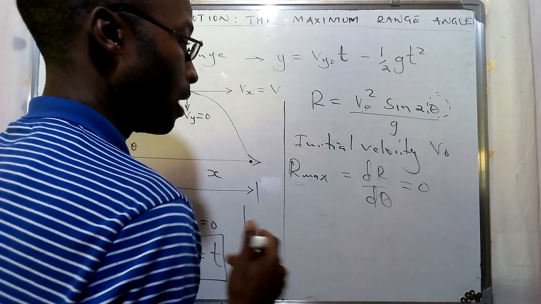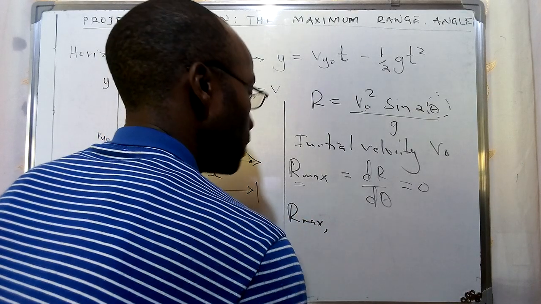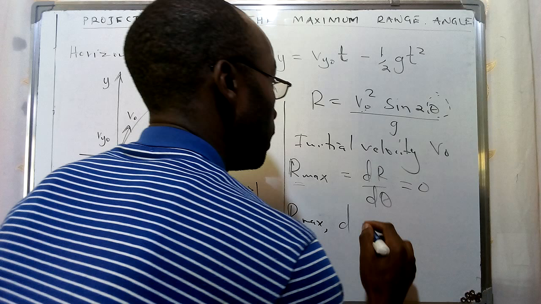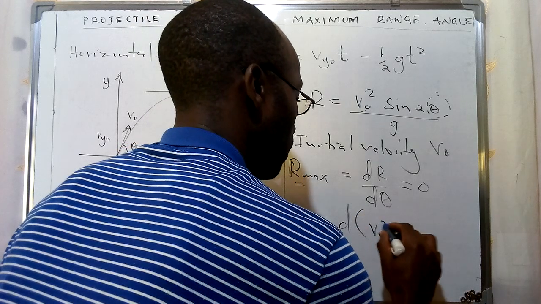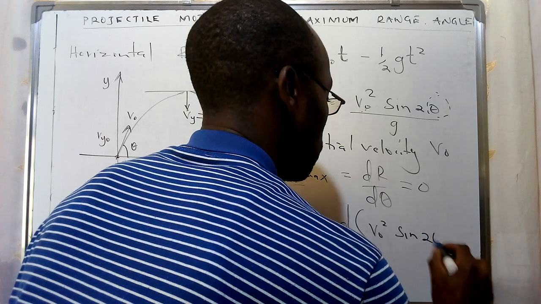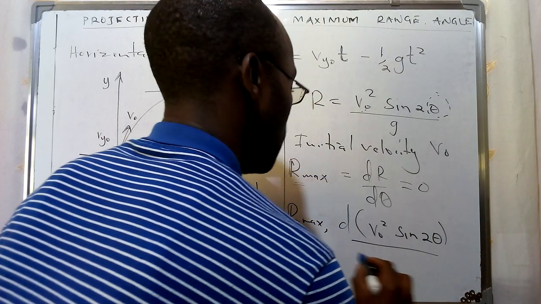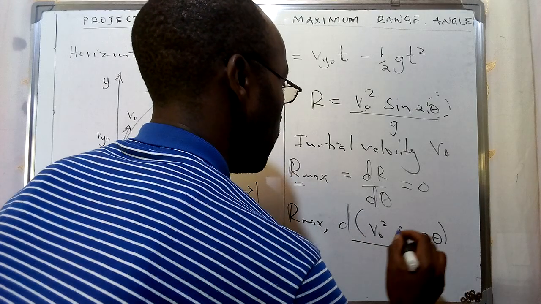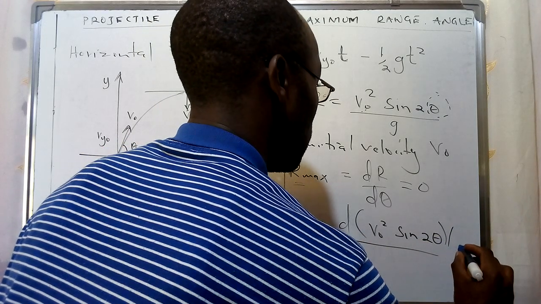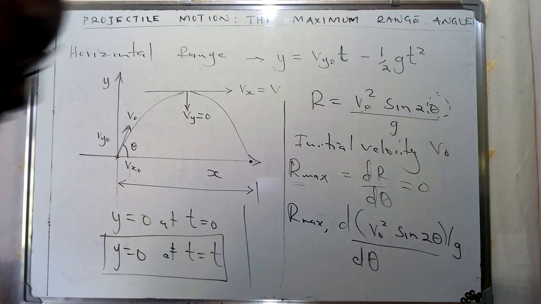with respect to the angle, and therefore this is going to give us a maximum range at this point, given in terms of d over d theta of v naught squared sine of 2 theta all over g. So this is going to be d, and then we're going to have this one all over g, and of course we're going to have this as d theta.